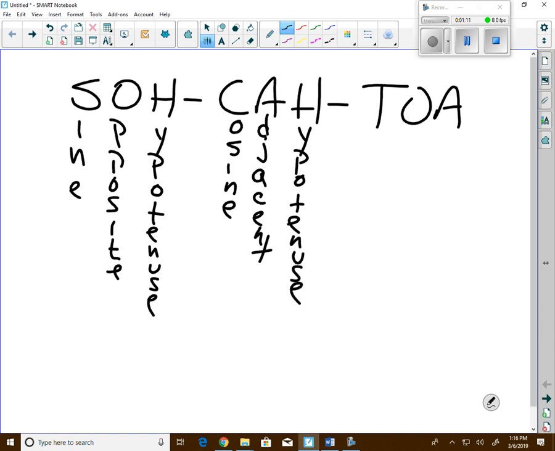T for tangent. So we're going to use all three of these coming up soon. So we're not going to be working with just tangent. You're going to have to determine which one of these to use. And this is the key to knowing. O is opposite again, and A is still adjacent. So that gives us the definition of the three trigonometric ratios, the three main ones.